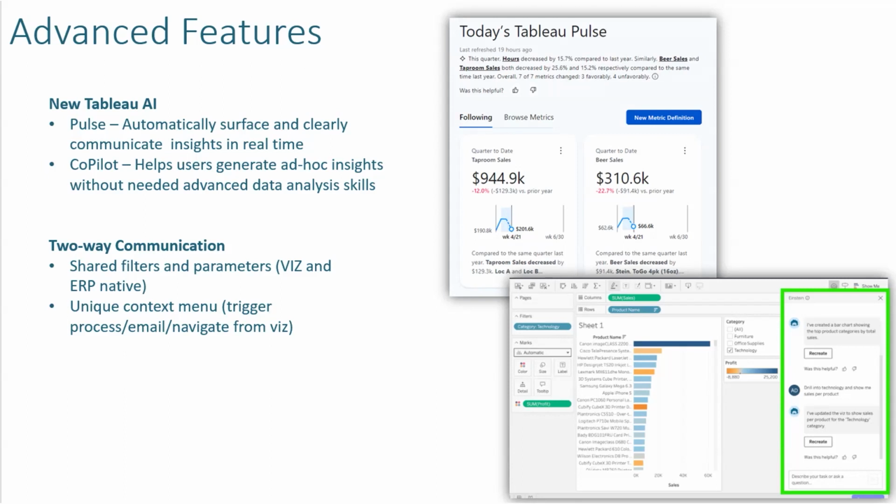And then we can always also provide this unique context menu, which I think is really cool. Based on what somebody's doing in the data visualization, they'd be able to trigger a process, maybe fire off an email, or navigate somewhere else in your ERP system directly from the visualization, depending on what they're doing. So it's just another way to let these data visualizations interact with the rest of your system and make a really seamless process for your users.